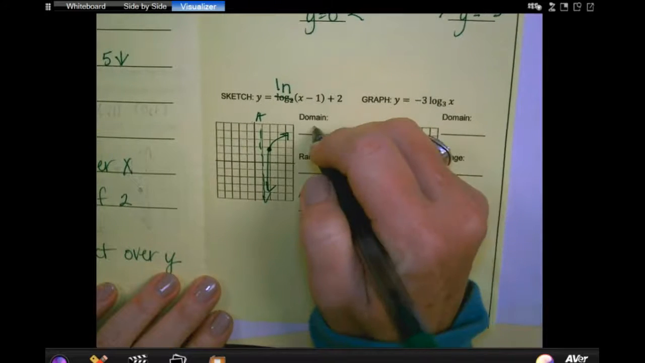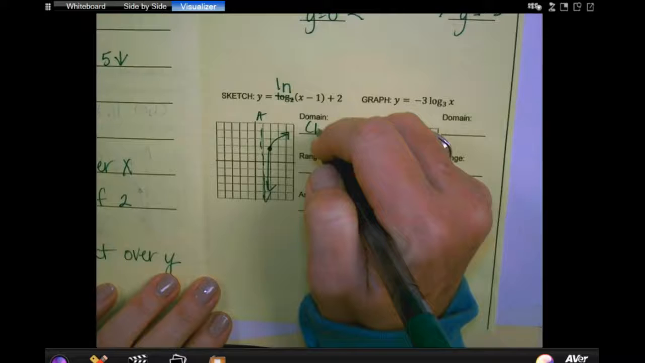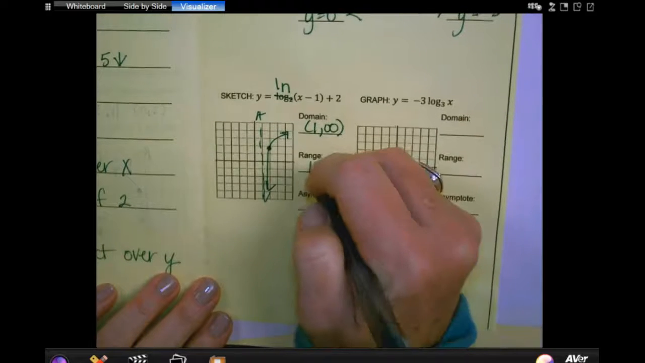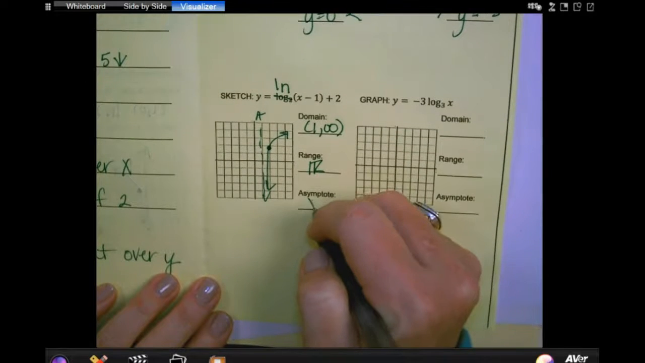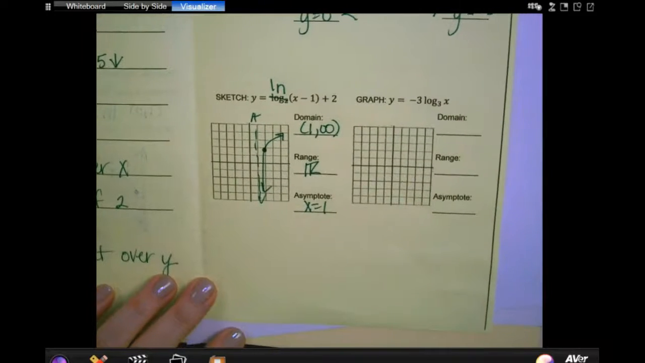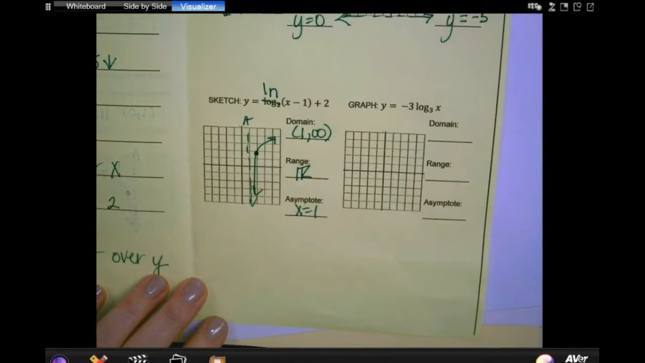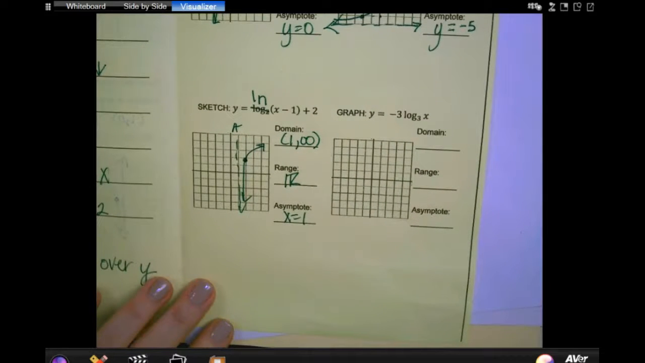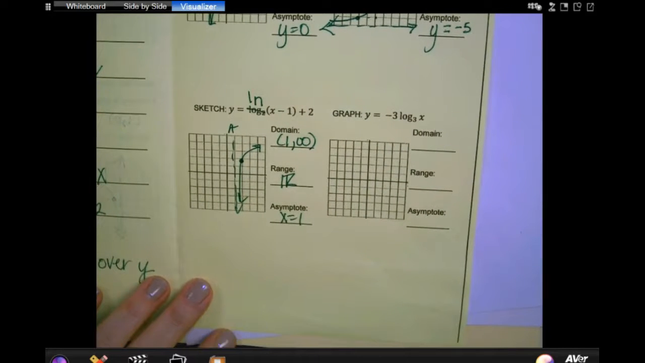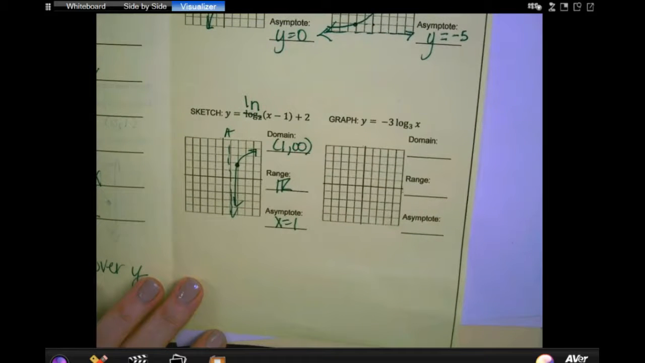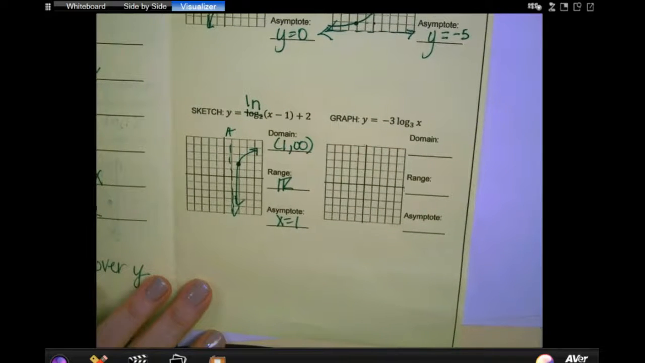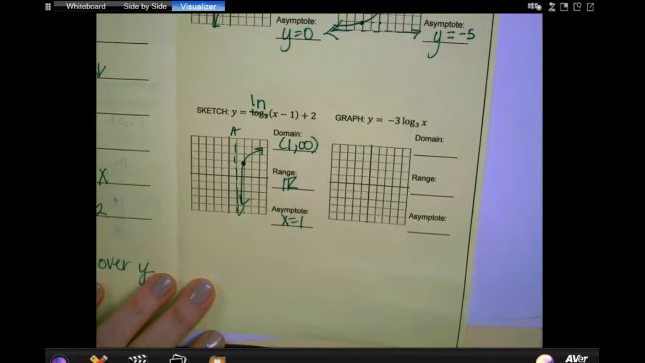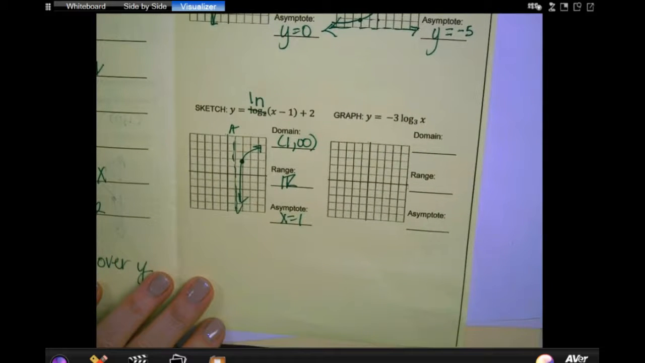So my domain this time is going to be 1 to infinity. The range is all real numbers. And my asymptote is x equals 1. What is the range? Where's your asymptote?